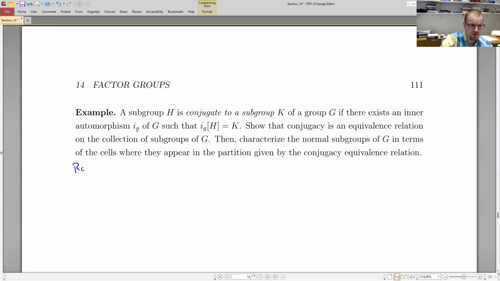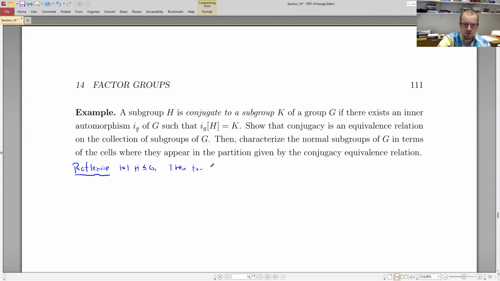Now, if we want an equivalence relation, we want to show that this thing is reflexive. So let's let H be a subgroup of G. So that is less than or equal to, not subset containment there, right? That is our subgroup notation.